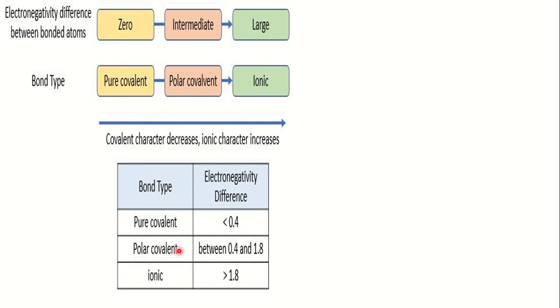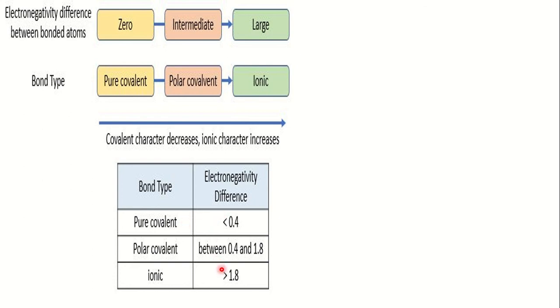compound. For example, the chlorine molecule, where two chlorine atoms are bonded and both their electronegativity is 3. So the difference of electronegativity is 0 here. So chlorine is a pure covalent compound. Methane: the electronegativity of carbon is 2.5 and the electronegativity of hydrogen is 2.1. So the difference of electronegativity is 0.4. So methane is also a pure covalent compound.